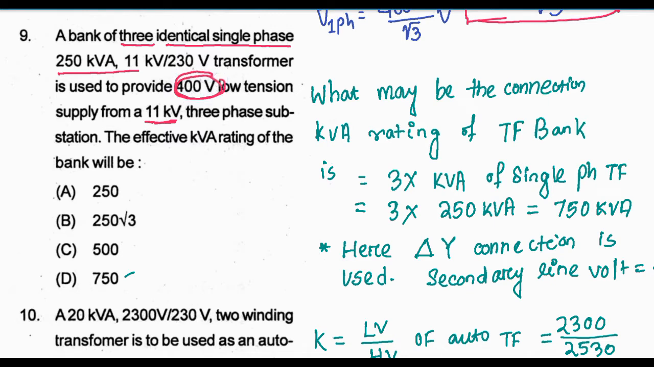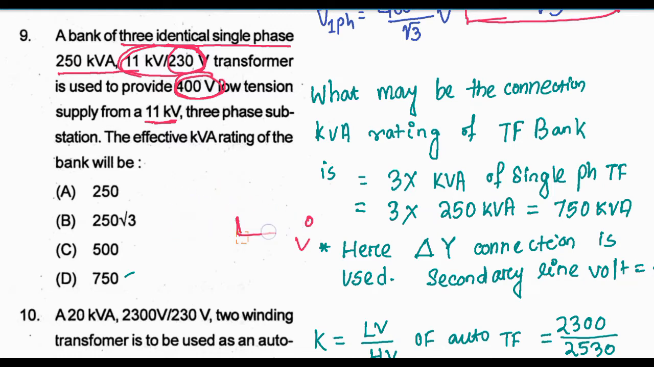That means this connection is delta star connection, because the transformers are 11 kV by 230 volt, and here phase voltage is 11 kV, and here line voltage is also 11 kV. What is given, 230 volt, is always the phase voltage, and the line voltage will be 400 volt, that is 230 into root 3.